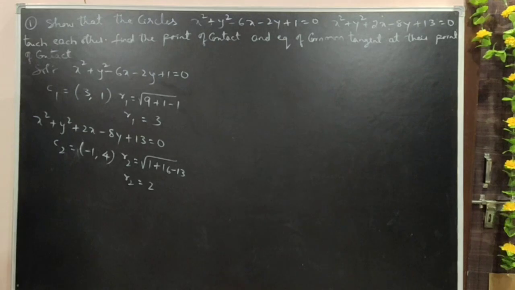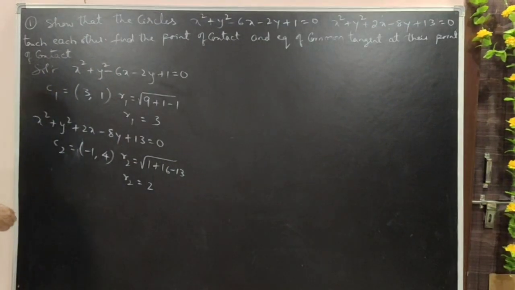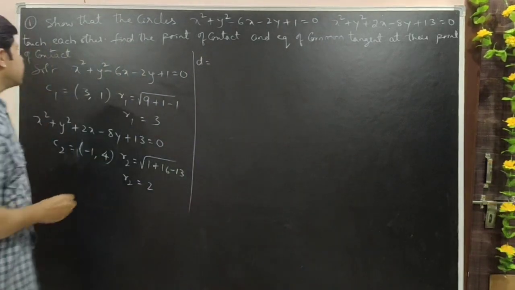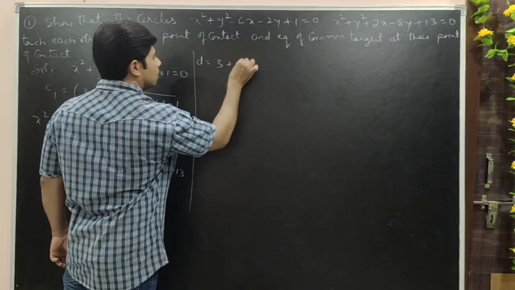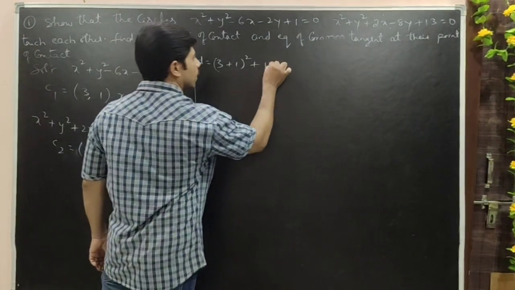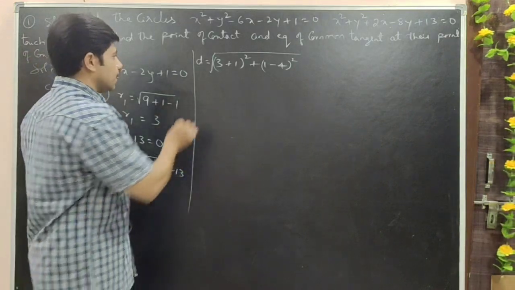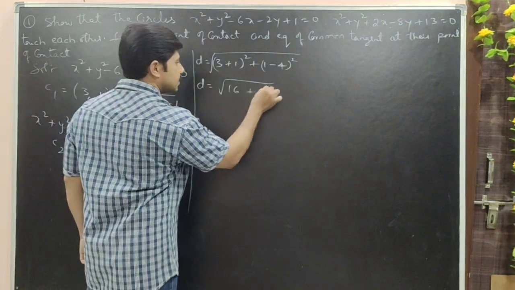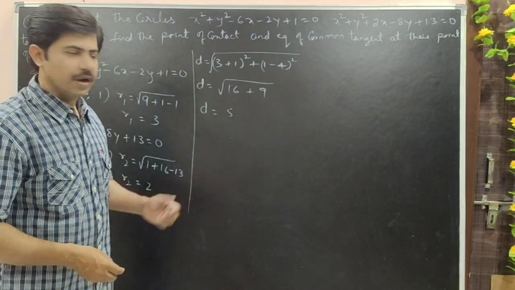Now we have r1 and r2. Next we'll find out d. D is the distance between the two centers. So d is equal to the square root of (x2 − x1)² + (y2 − y1)², which is the square root of (3 + 1)² + (1 − 4)². So d is the square root of 4² = 16 plus 9, which is 25, and the square root of 25 is 5. So the d value is 5.